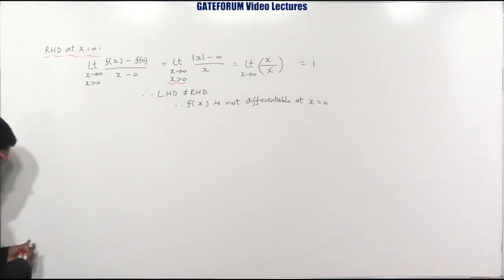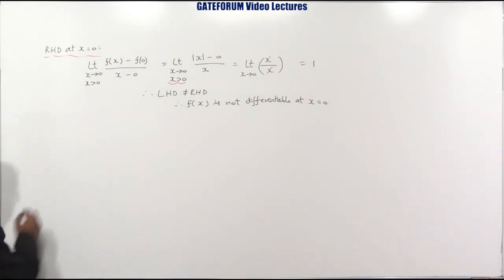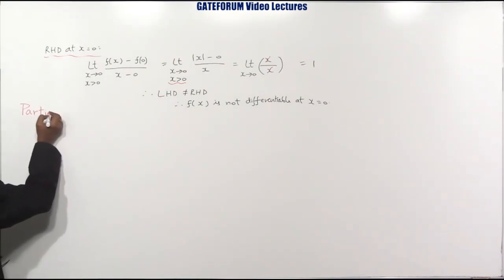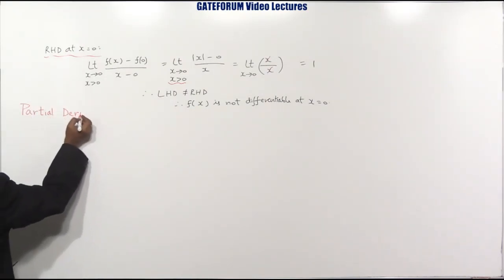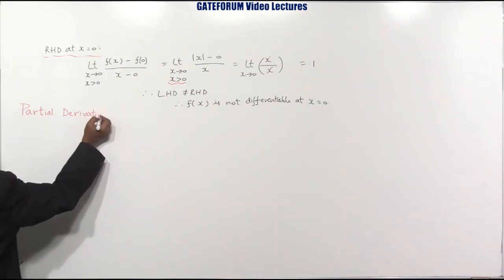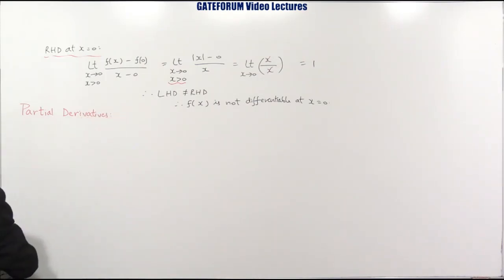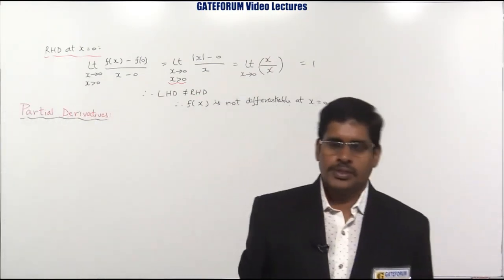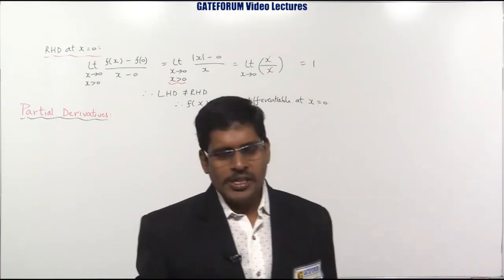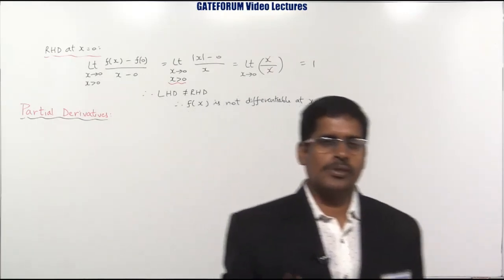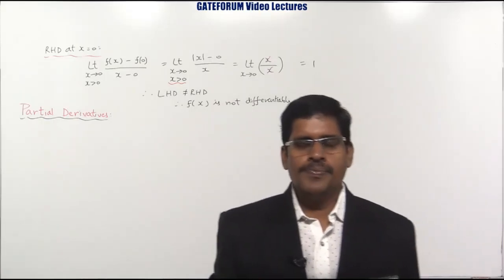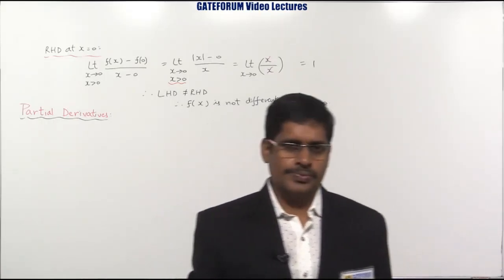Next, partial derivatives. In ordinary derivatives, that is dy by dx, we have one dependent variable and one independent variable. So that means we are differentiating the dependent variable with respect to an independent variable.